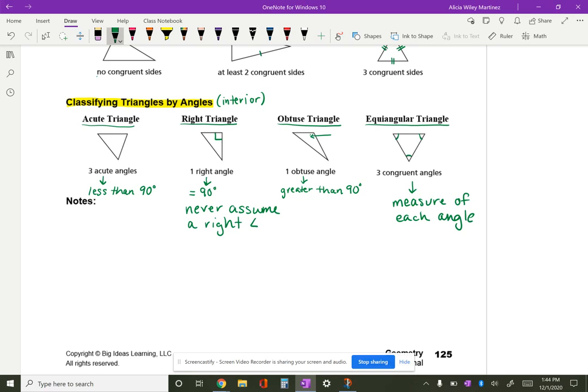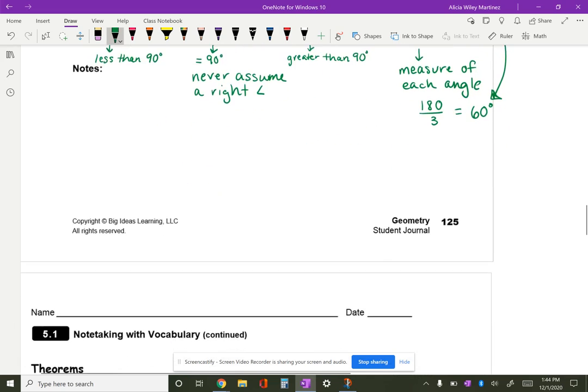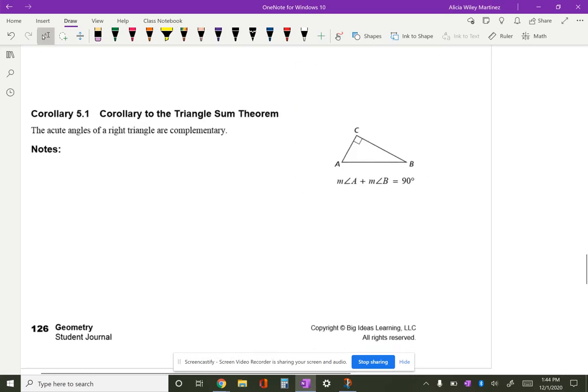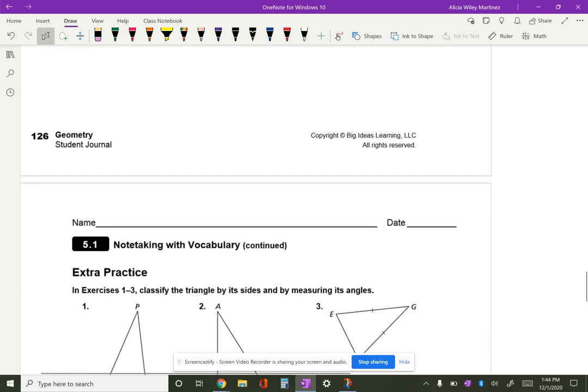We would take the total of 180 degrees divided by 3, and they would have to each be 60 degrees. The measure of each angle is going to be 60 degrees because 60 plus 60 plus 60 is 180. So that's good, useful information to know about triangles. All right, I'll go over the other two theorems in just a moment.